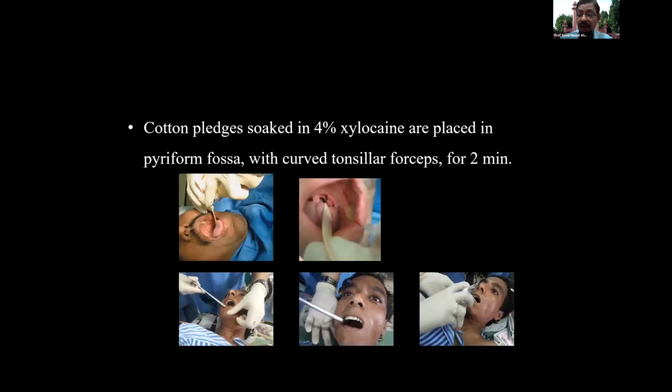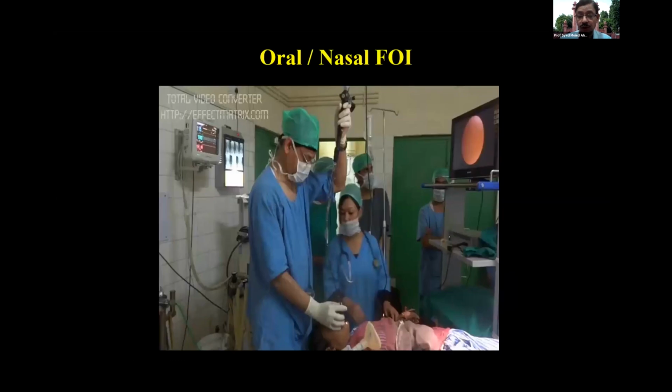Right. Internal laryngeal nerve blocks. So these are all the blocks which are there. I would advise you to go through the books and find it.